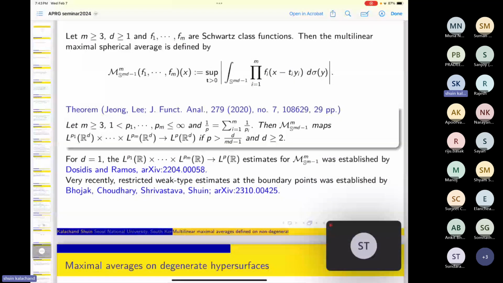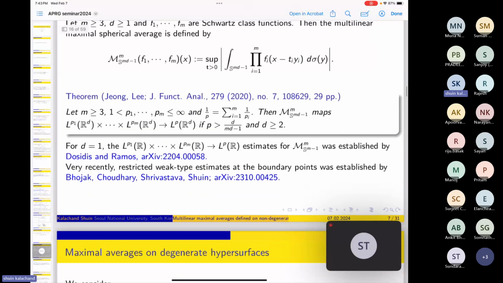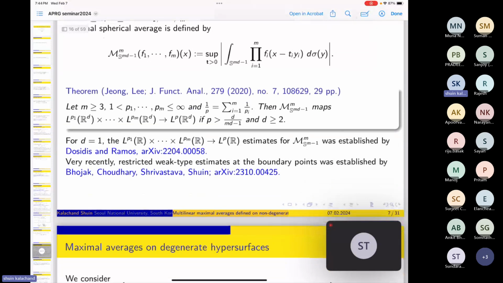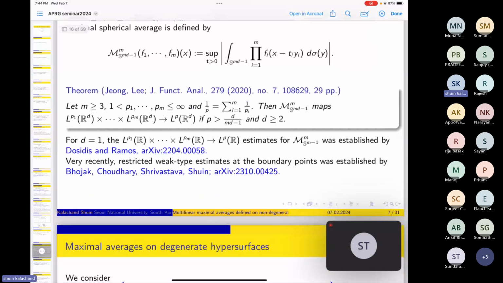I am not writing the region there, the convex hull where they have proved estimates, because it is a little messy. However, they have proved the optimal result except at the boundary points. On the boundary points, strong type estimates cannot be proved, but we have proved restricted weak type estimates on the boundary points. This is in the same paper with Ankit Bhojak, Surjit Singh Chaudhary, and Saurabh Srivastava.